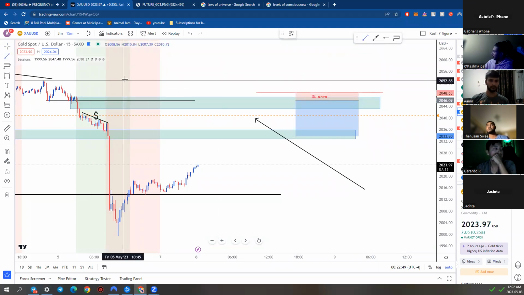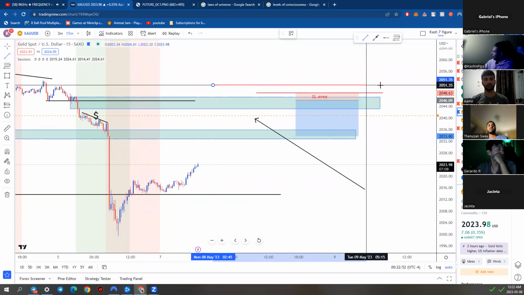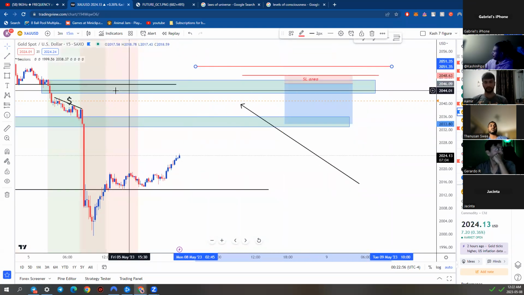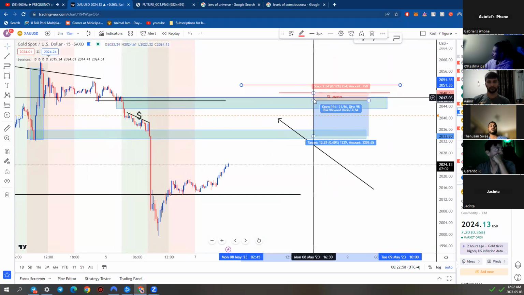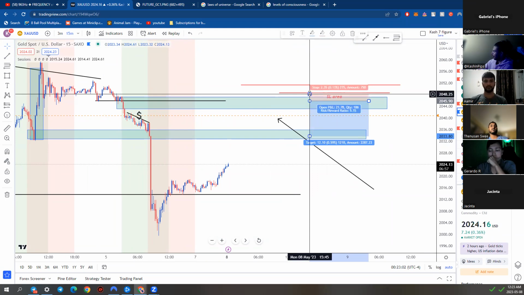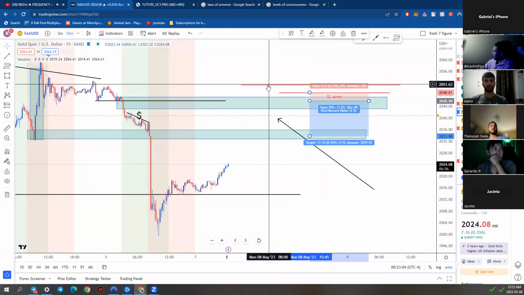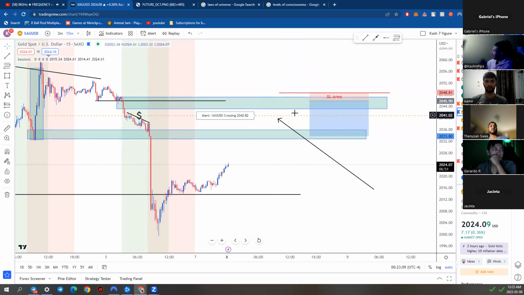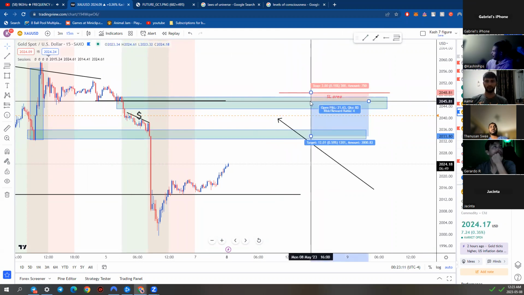So ideally, SL area to me would be in between here, just depending on how deep we come. Because if we sweep like this, you could look to position yourself even higher. But ideally, this first area is what I like. We could potentially see like a 20-30 point stop if we can get this push all the way into here, which ideally would be beautiful.